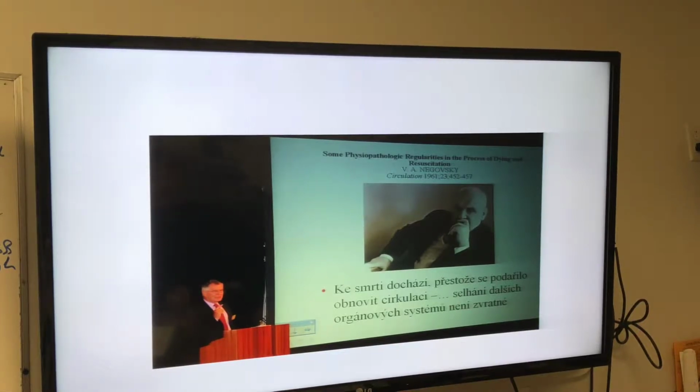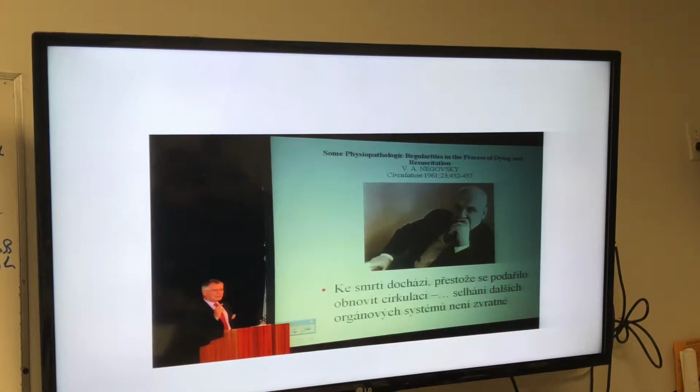So Negrovsky is the father of reanimology. Reanimology is a science of cooling people down and warming them up. Cooling people down and warming them up. And he started actually with the hypothermia protocol for aortic arch surgery.